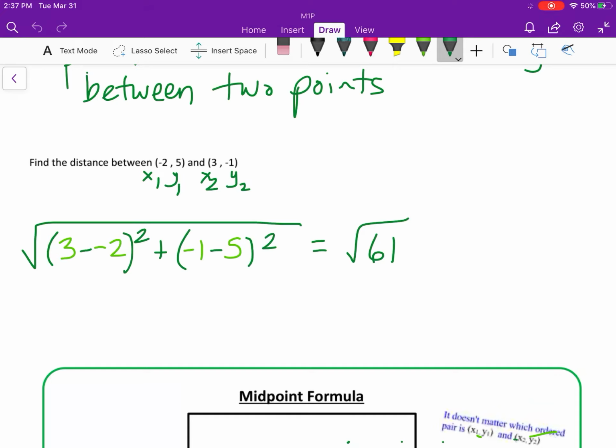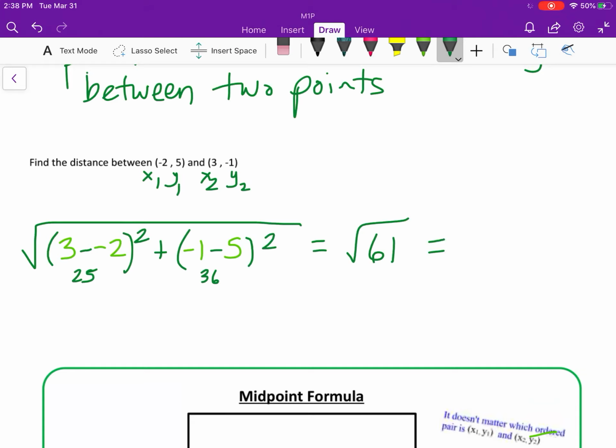Okay, now again, I didn't do the root part in the calculator. I just did 3 minus negative 2, which I know is 5. That squared is 25. And then negative 1 minus 5 is negative 6 squared is 36. Add the two together and you get 61. And you're lucky on this one because this doesn't simplify. Nothing goes into the root of 61.